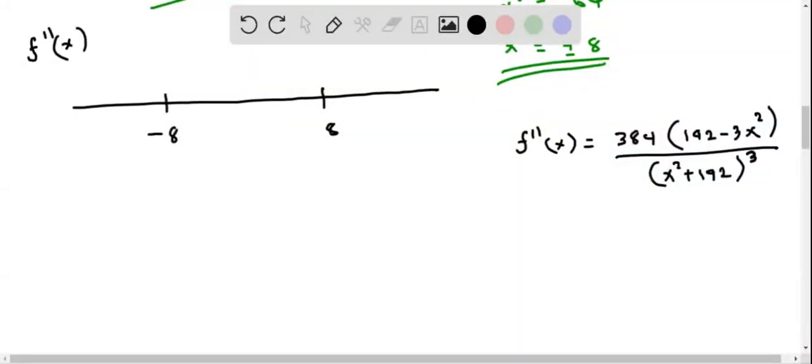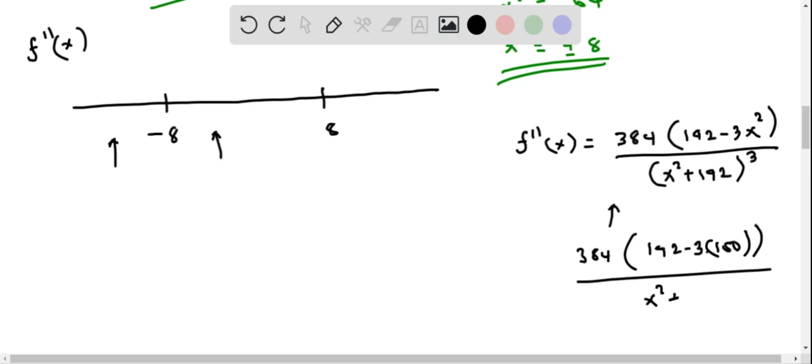Now let's consider some random values to the left as well as to the right of this point negative 8. Let's say if we consider x equal to negative 10, which is to the left of x equal to negative 8, we plug it into the second derivative. That is, it will become 384 times 192 minus 3 times negative 10 squared is 100, and this is over x squared plus 192. So we have to replace x by negative 10, and this will become positive 100 over cube.